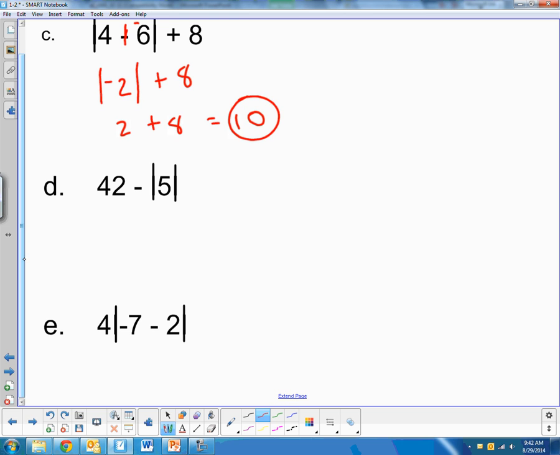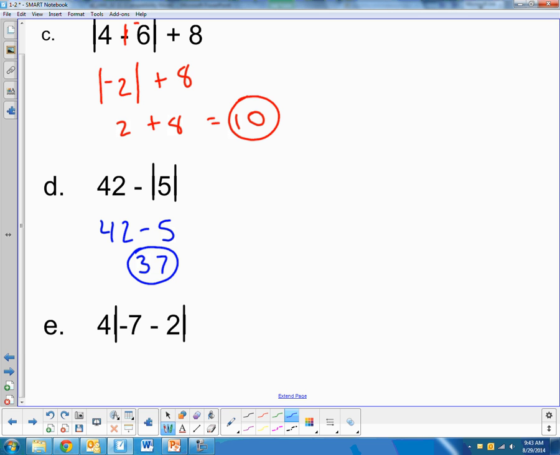For the next one, we've got 42 minus the absolute value of 5. Now, in this case, I already have one number in between those absolute value bars. So I can go ahead and just take the absolute value of 5. Remember that it's not the opposite. It's not -5. Absolute value of 5 is 5. It's 5 away from 0. 42 minus 5, we can do that, and we're going to get 37.